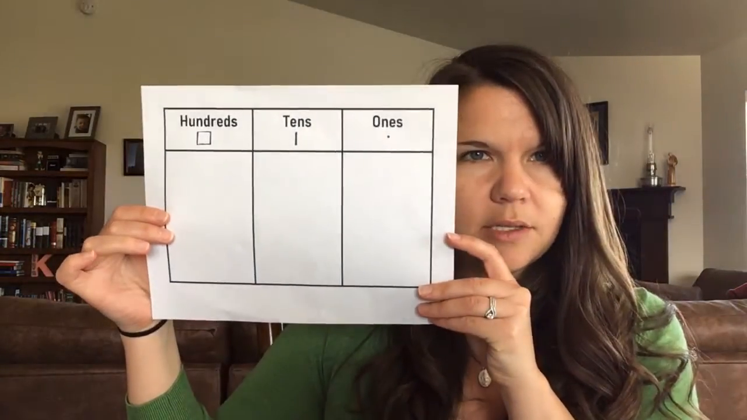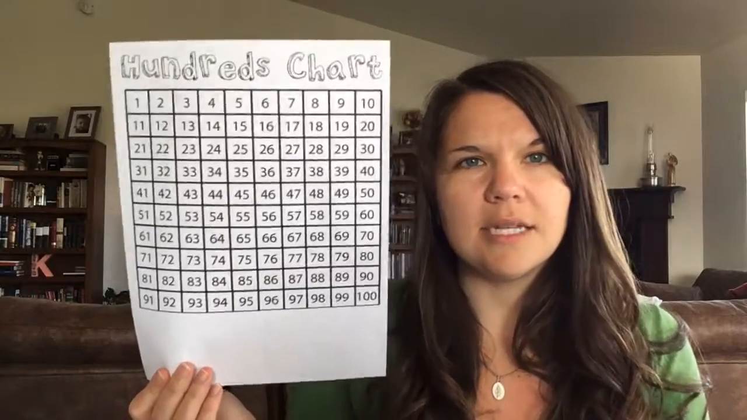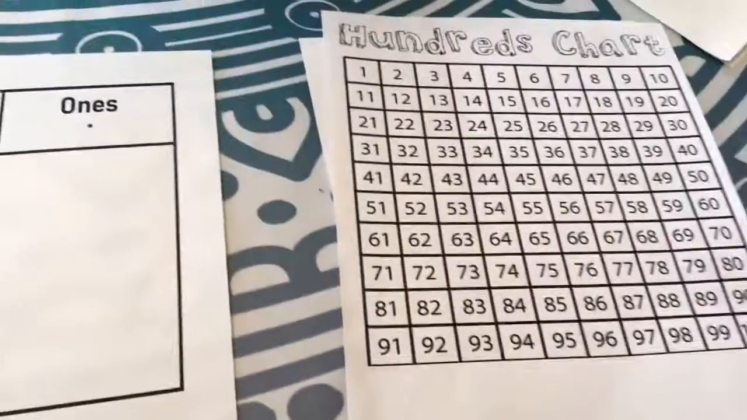So you should still have your hundreds, tens, and ones boards to build numbers, and you should still have your hundreds chart. So if you didn't get to this the other day, today you get to build at least 10 numbers. So I'm going to flip this thing around so I can show you how to do this, okay? Here we go, flipping around. So I've got my board here, and I've got my chart here.